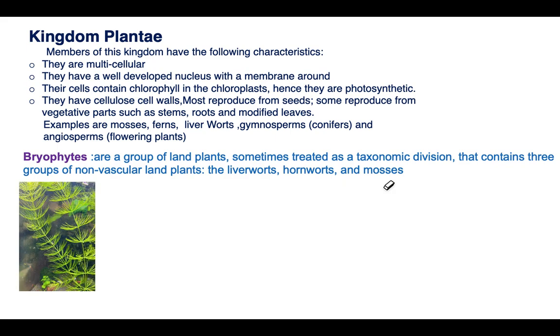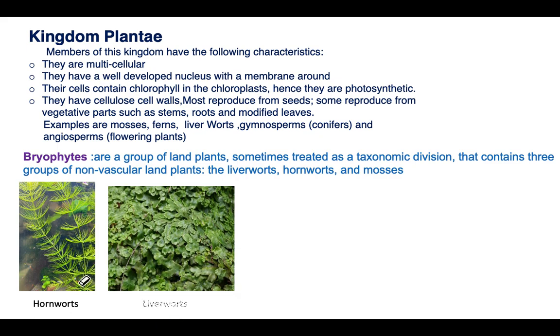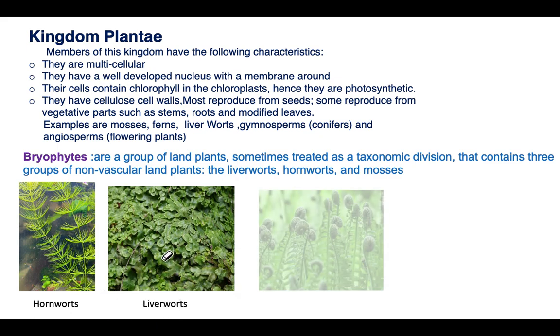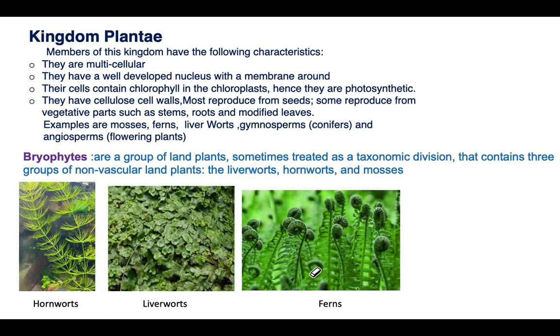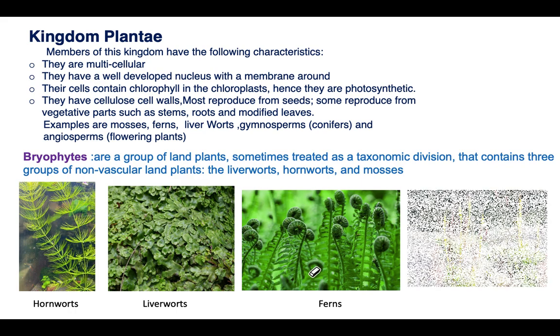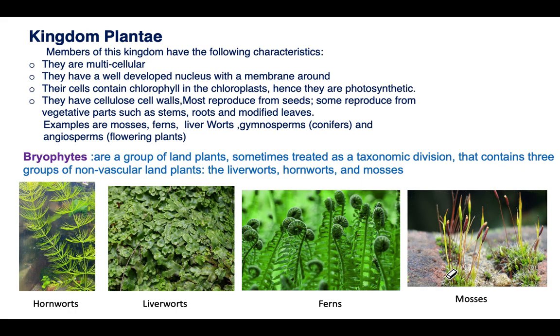So let's look at the hornworts. These are hornworts, I hope we have seen such. These are hornworts, and then we have liverworts. Then we have the ferns, and also the mosses. So these are some of the bryophytes that are present. Then we can look at the other part.